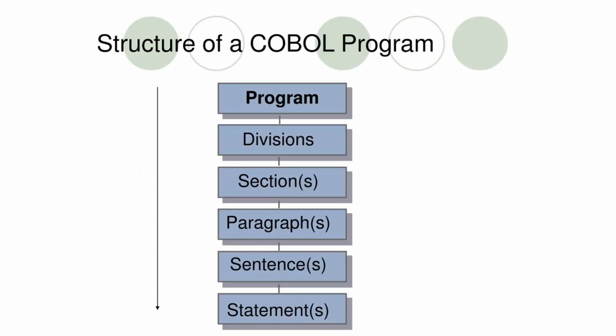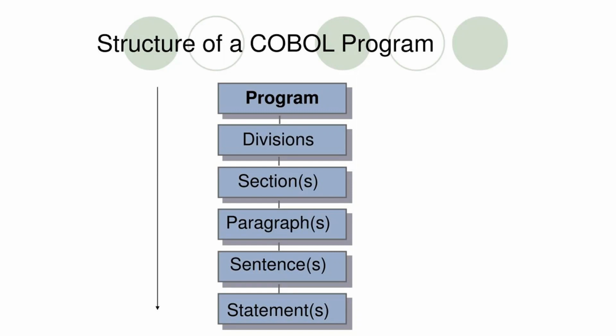It has divisions, and under divisions it has sections. Under sections it has paragraphs, and under paragraphs it has sentences or statements. Finally, the statement is executable. All the above are just to segregate the code, for readability. If someone has developed a program and some other person comes and wants to understand what the program is doing, this structure will help. They will understand what is what, so the code is distributed among these sections.